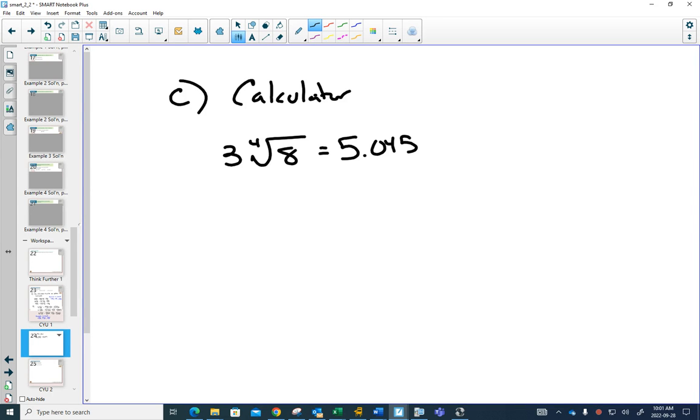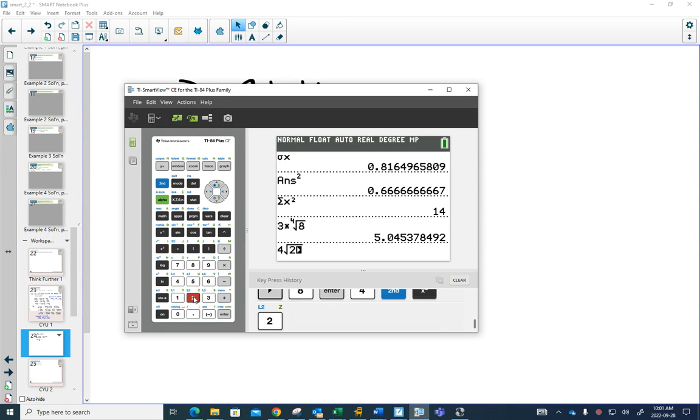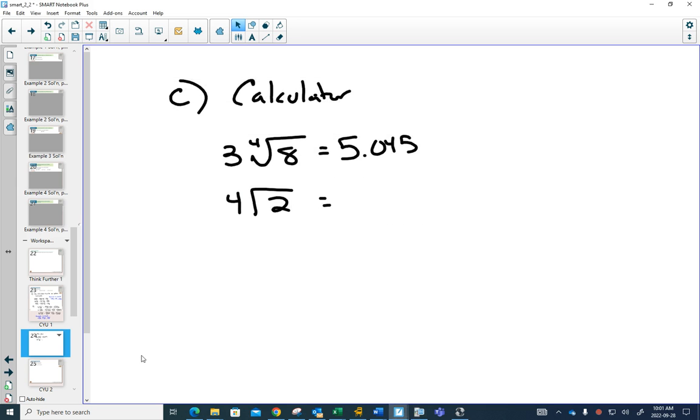When I have 4 times the square root of 2, 4 times the square root of 2, I get 5.656.